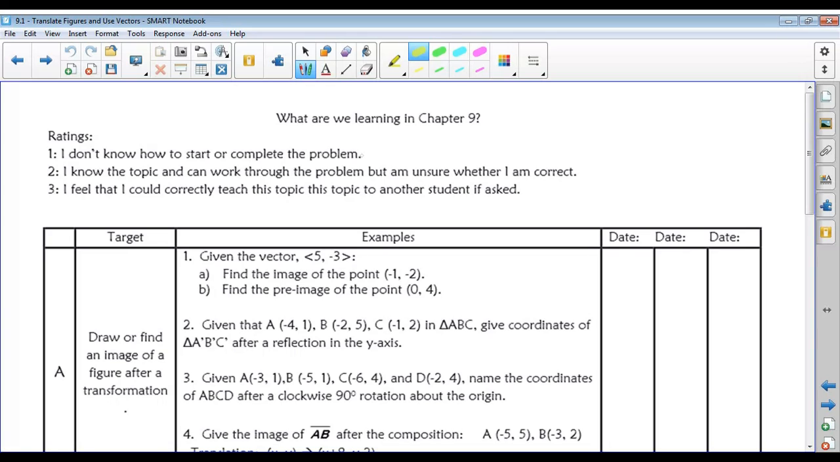So on the right-hand side, you can fill in today's date in the first column and assign yourself a rating for each of those sections there. You can do it for the target and the problem in the target as well for those specific problems if you want to get a little more specific. So go ahead and pause the video to do that and then hit play when you're ready to resume.